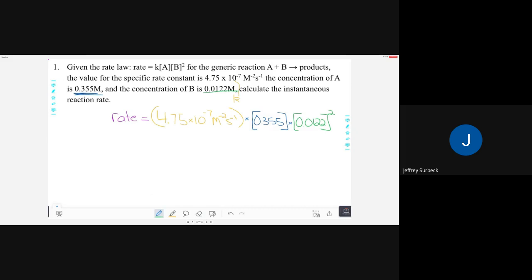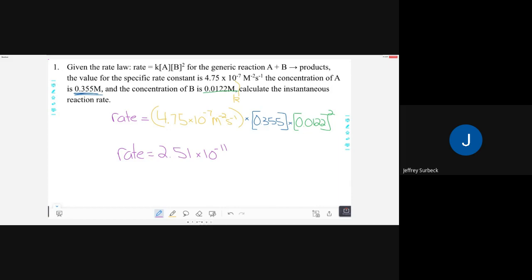So how I type this into the calculator is parenthesis 4.75 times 10 to the negative 7, close the parenthesis, times 0.355, times parenthesis 0.0122 squared, and then I close the parenthesis. I realize that I write it outside, but to make sure that it squares the right value, I put it inside the parenthesis on my calculator. So if I press enter, I get a rate of 2.51 times 10 to the negative 11.